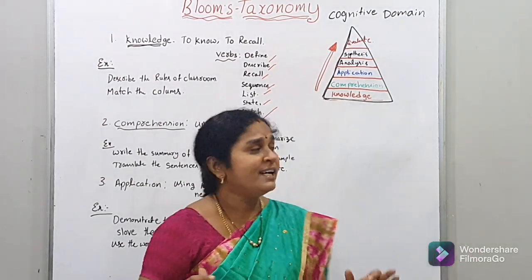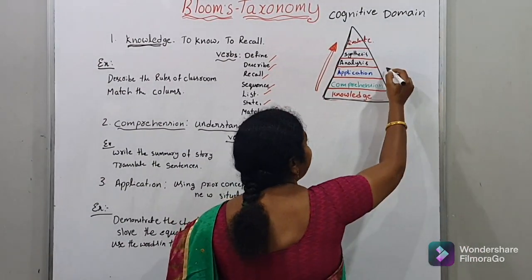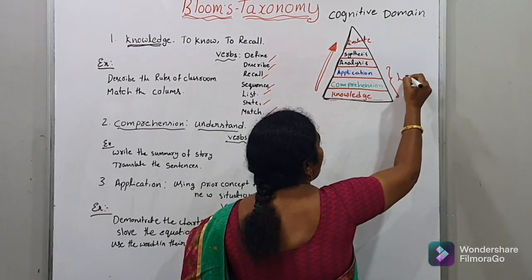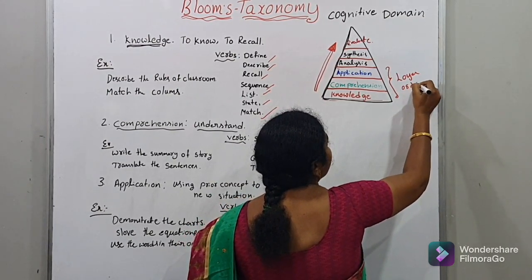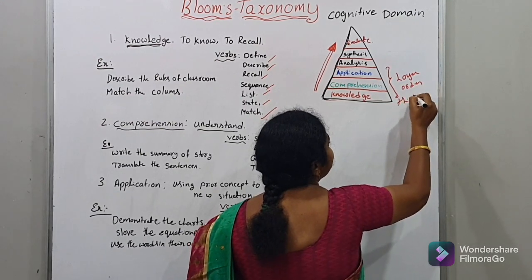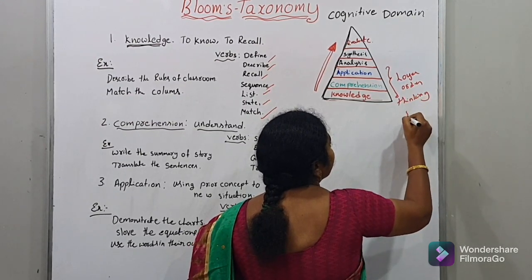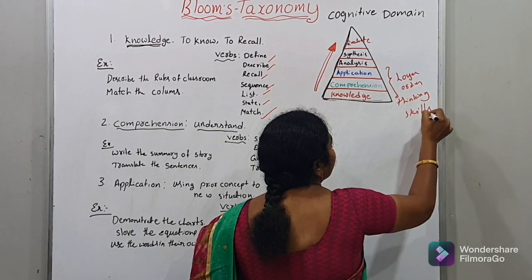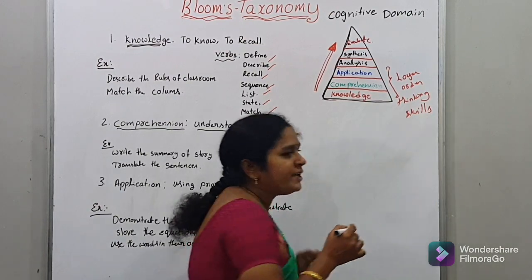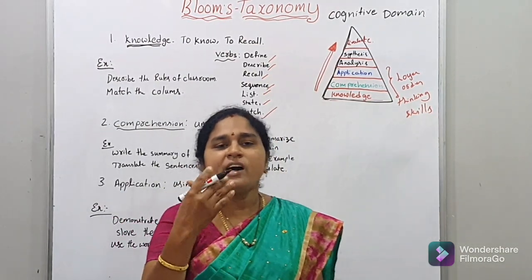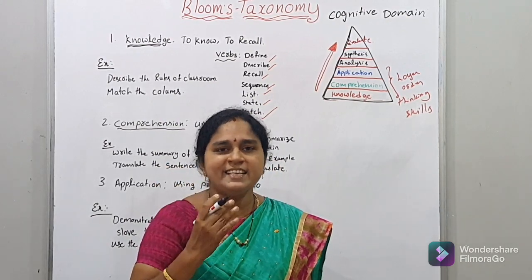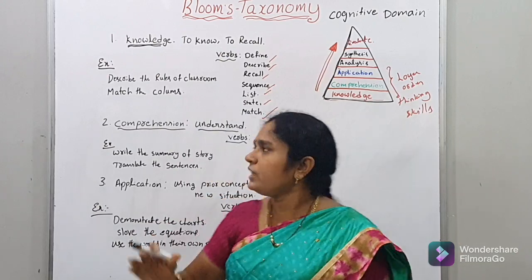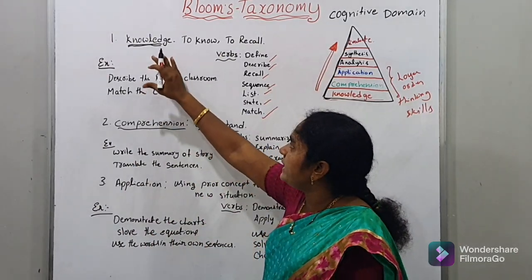That's why these are lower order thinking skills. Every student is able to give an answer. Why? Because these thinking skills are very easy. Okay, that is knowing about knowledge.